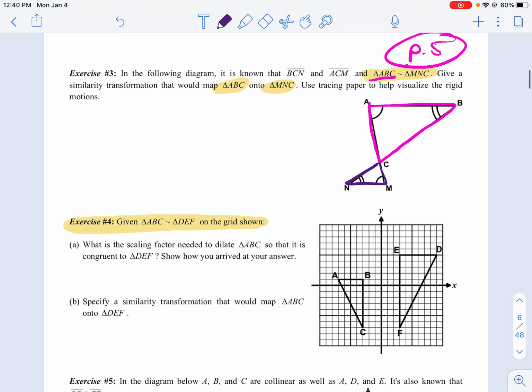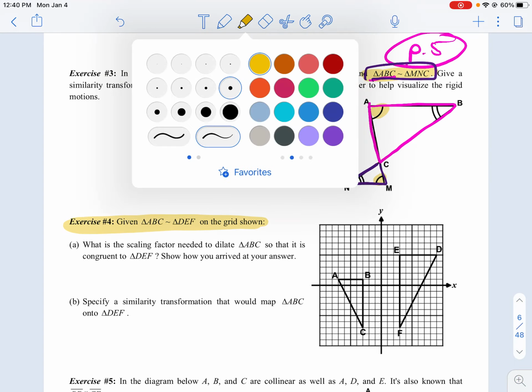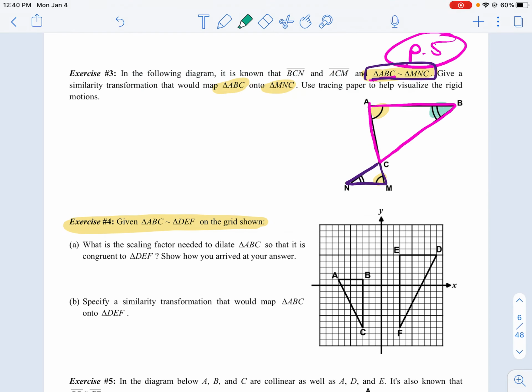Okay, and again, this is our similarity statement. These triangles are similar, which means the angles are all congruent to their corresponding angles. So like A has to match up with M, B has to match up with N. So how can we do this? Well, again, this says use tracing paper. We're just going to do the best we can, but we're starting. How does this turn into this?